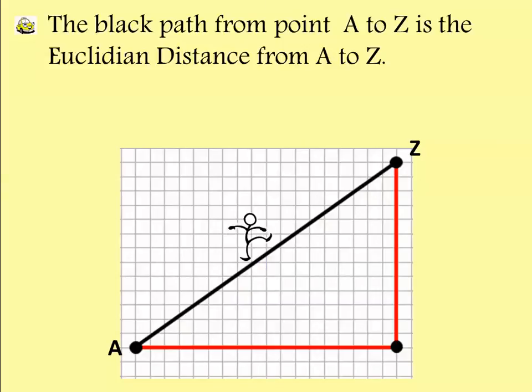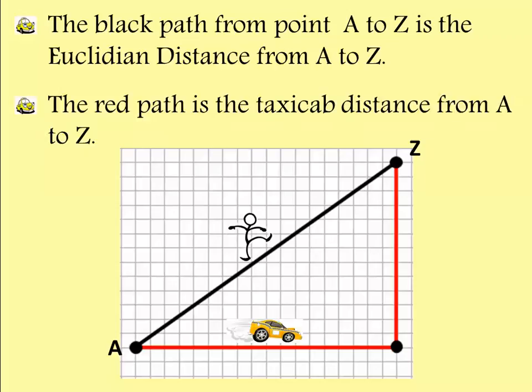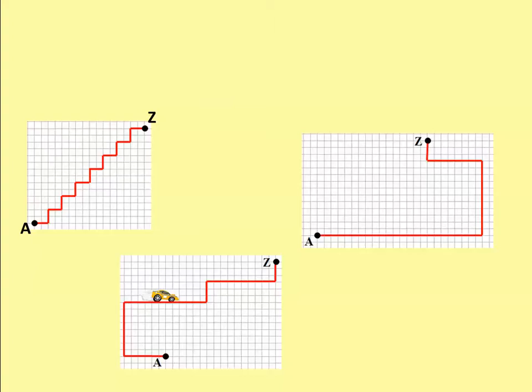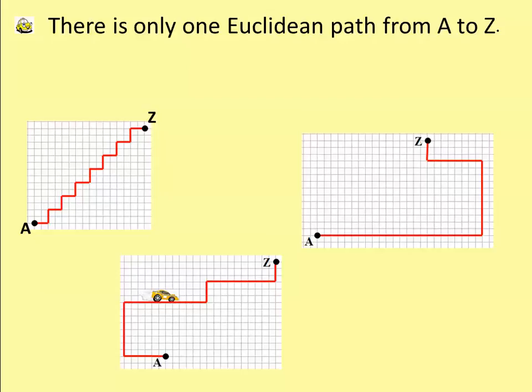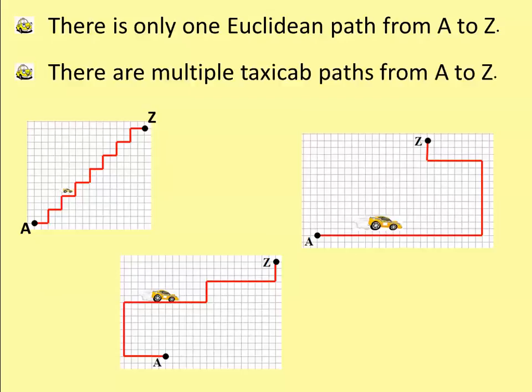So the black path from point A to Z is the Euclidean distance from A to Z, and we're used to solving that with the Pythagorean theorem. The red path is the taxicab distance from A to Z. There is only one Euclidean path from A to Z, but there are multiple taxicab paths from A to Z, and you can see those differences right here. This is like a staircase distance.